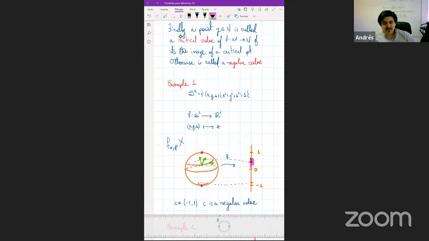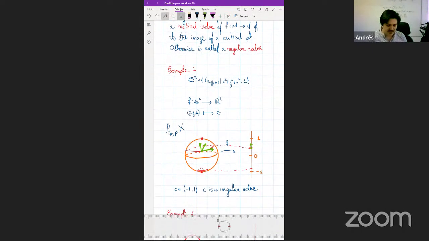At this point, the tangent space is one-dimensional. So it suffices to have a non-zero vector, and we know that it is surjective. Now, well, up to here, any questions? So let's see what happens when C is 1 or minus 1.